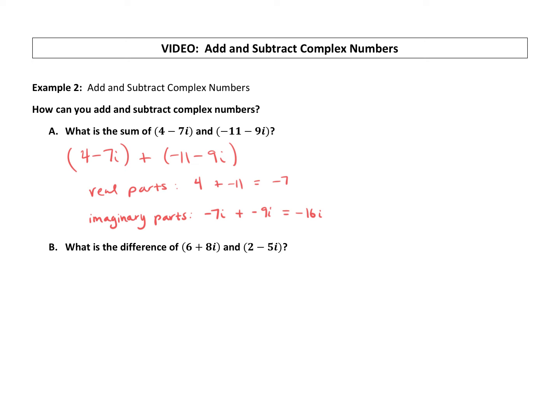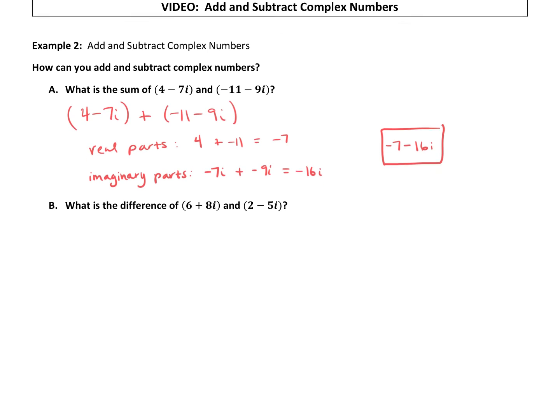And we're going to put those together as our final sum: the real part goes first, negative 7, minus 16i goes second. So this complex number plus this complex number equals the complex number we got in the end.